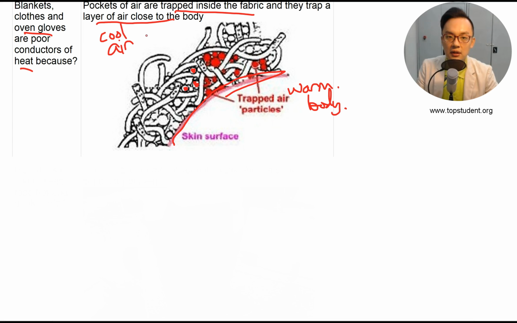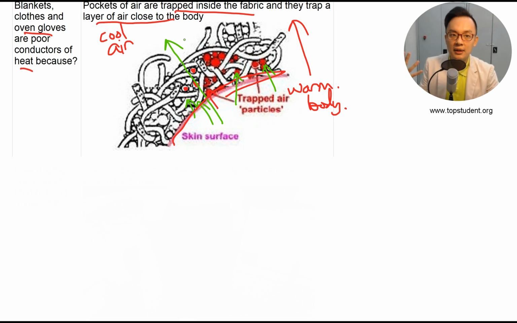So where will heat travel? Is it from the cool air to the warm body, or the warm body to the cool air? It's from the warm body to the cool air. But as the heat is trying to travel up and out, it hits all these little pockets of air. These pockets of air are poor conductors, so they don't allow the heat to go all the way to the cool air. That's how you trap the heat in your body and prevent it from reaching the cool air. So that's how blankets, sweaters, and jackets work. They all have trapped pockets of air in between their fibers like this.